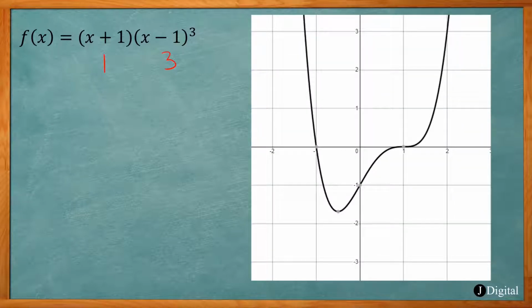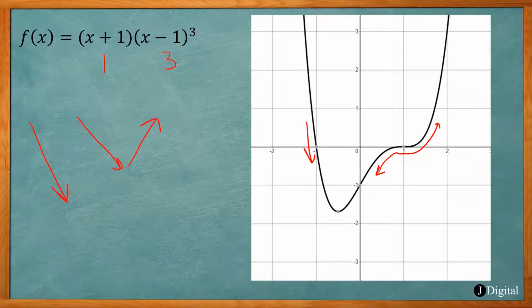So multiplicity of 1, we go right through it. When we have 3, we can see that it hits the intercept, kind of goes flat, and then goes back up. So this is when you have a multiplicity of 3. So the rules are, if you have a multiplicity of 1, it just goes right through it. When you have an even number, so 2, 4, 6, 8, it doesn't matter. As long as it's even, it's going to hit the intercept and bounce right off of it.